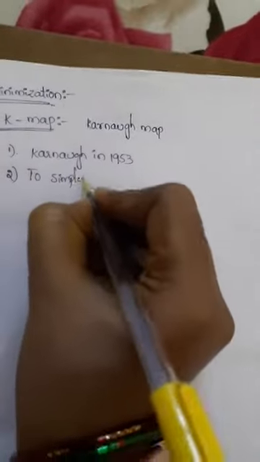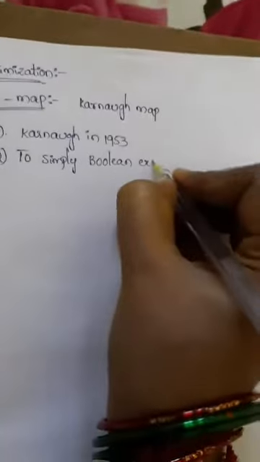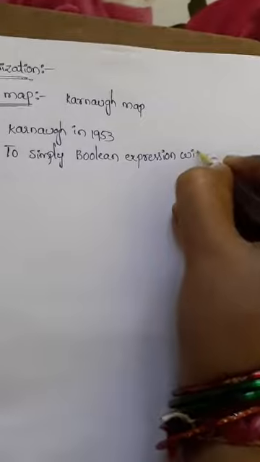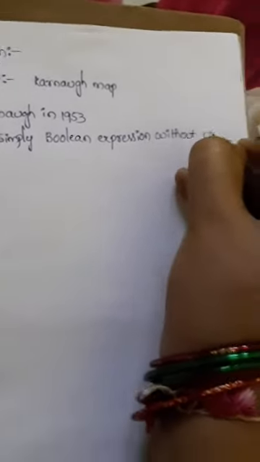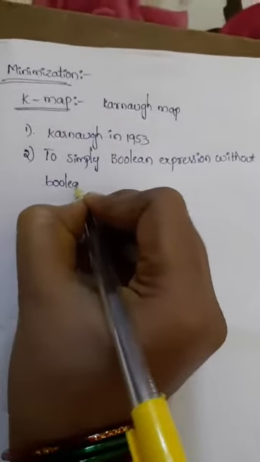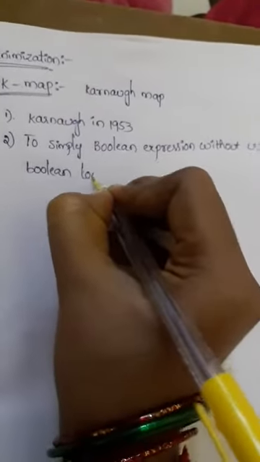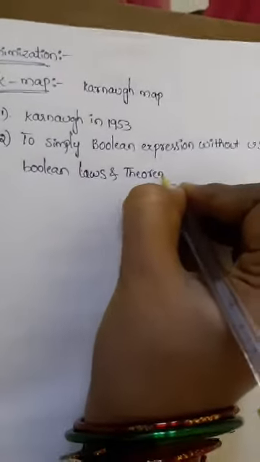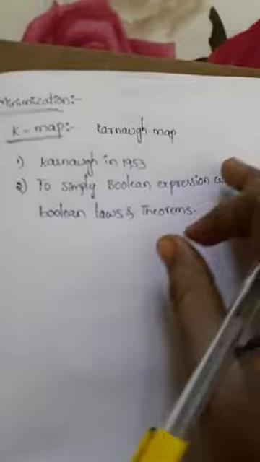And what is the use of K-map? To simplify a boolean expression without using boolean laws and theorems. This is the major use. These are the major points in K-map.